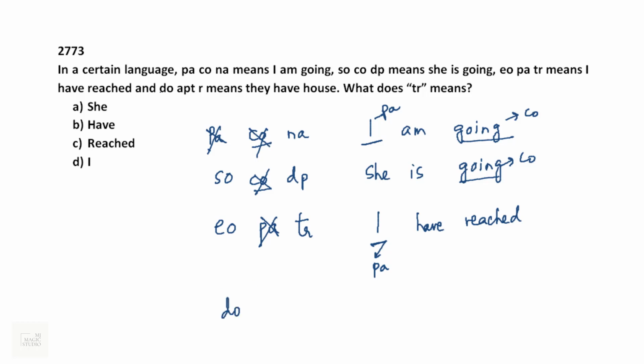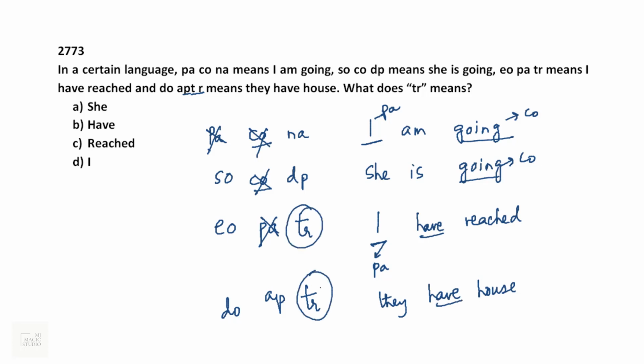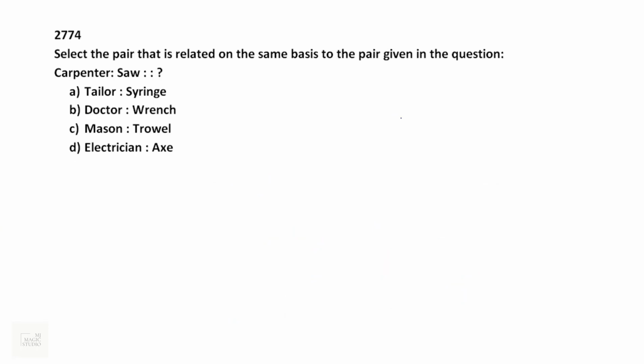Now do AP and TR, it should be separate. AP and TR means they have house. So in 3 and 4 we have common and we have TR common. That means have means TR. Now the question, what does TR mean? TR means have, that is in option B.